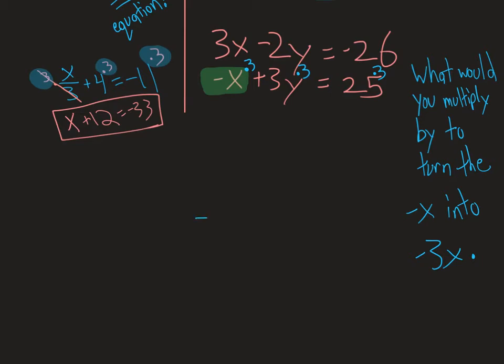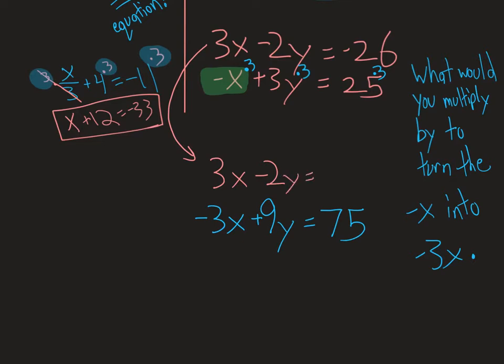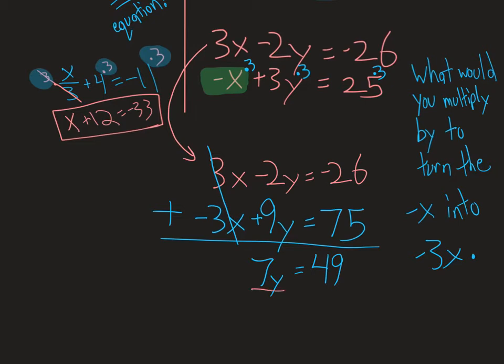So now the negative x times 3 is negative 3x. That 3y times 3 is a 9y. And the 25 times 3, 75. Now we'll just copy this guy down and see if now the combining, the eliminating might work. So let's add these two together. And hey, there we go. 3x minus 3x cancels out. Negative 2 and 9 leaves us a 7y. And then 75 and negative 26 would be 49.